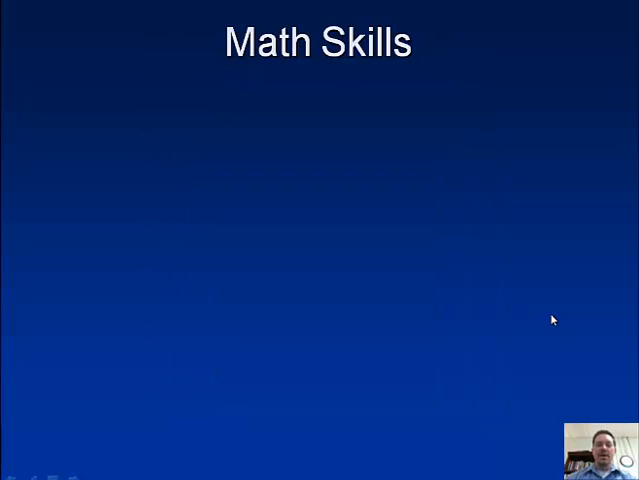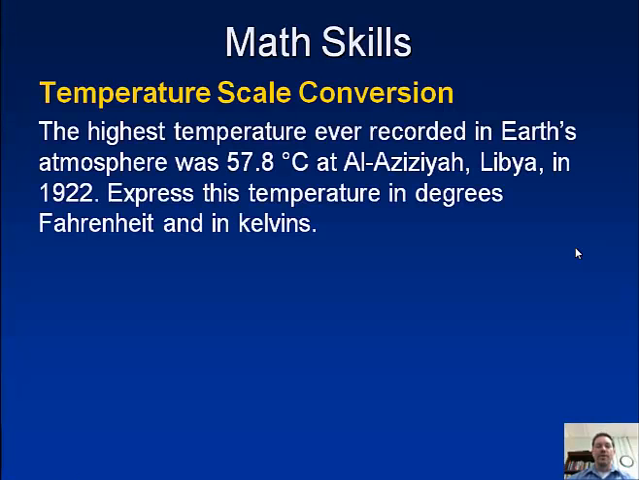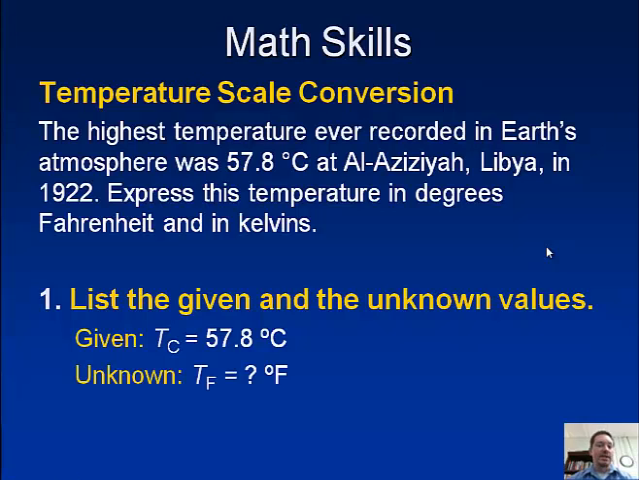Alright, here we're going to go through some math skills, converting on the temperature scales. We've got a scenario: we're starting with 57.8 degrees Celsius, and we want to know this in Fahrenheit and in Kelvin. So we're listing what we are given. We're given the temperature in Celsius, 57.8 degrees Celsius, and the temperature in Fahrenheit and temperature in Kelvin is what we want to find.